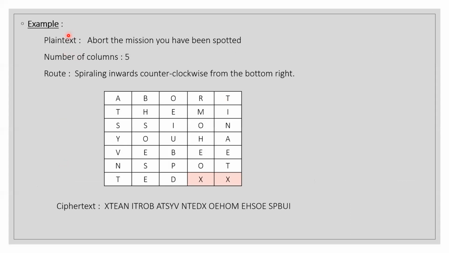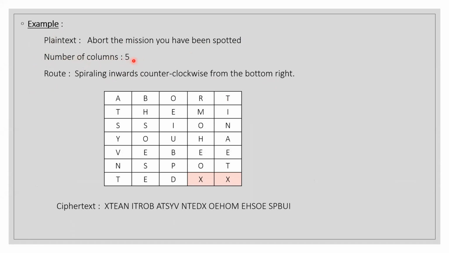For the route cipher, the example is, say, the plain text is "abort the mission, you have been spotted." For the encryption, we need to know the plain text and the route. The route here is spiraling inwards counterclockwise from the bottom right. And we need to decide either the number of columns or the number of rows in order to construct the grid.